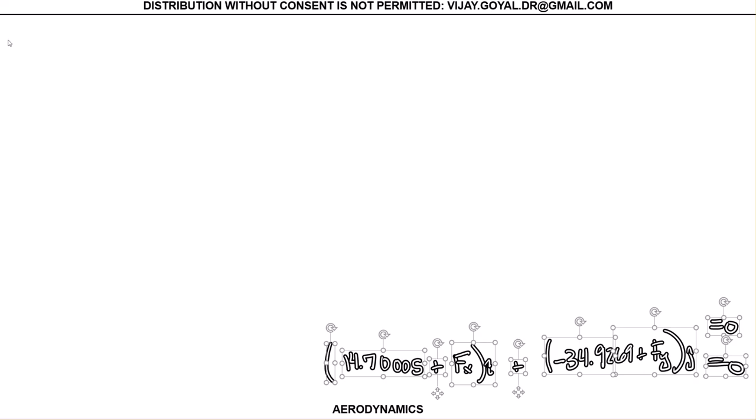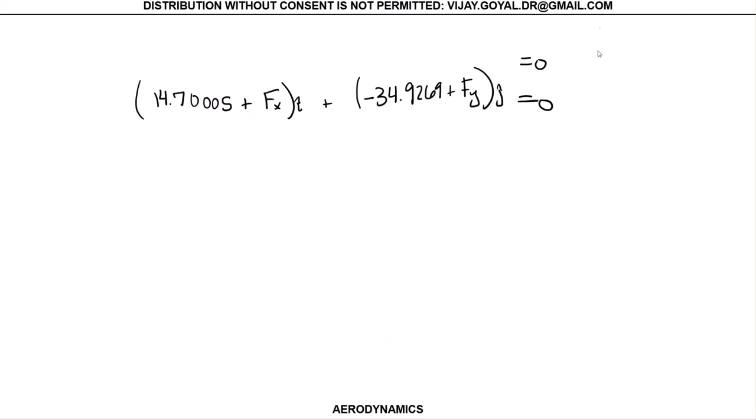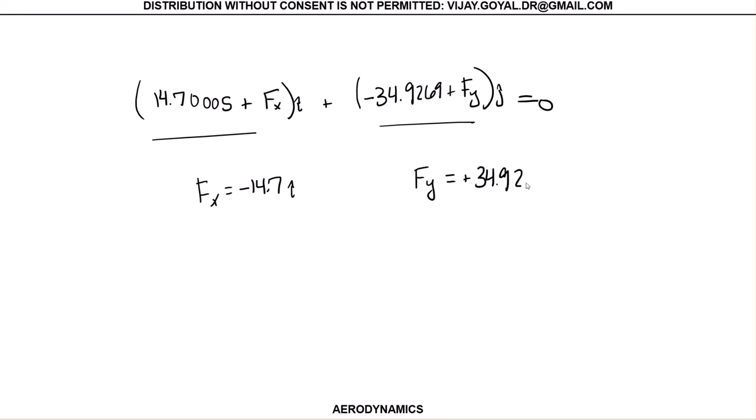So that means from here you find this has to be zero and this has to be zero. So you find Fx is equal to minus 14.7 in the i direction. Fy is equal to plus 34.92 in the j direction. And what you're really looking for is your R. Your R is minus F. So F is equal to minus 14.7 i plus 34.92 j, and this will be the minus of that.